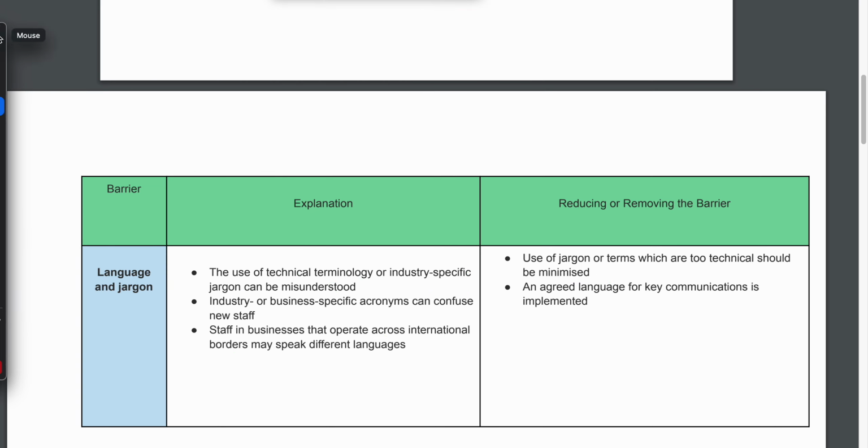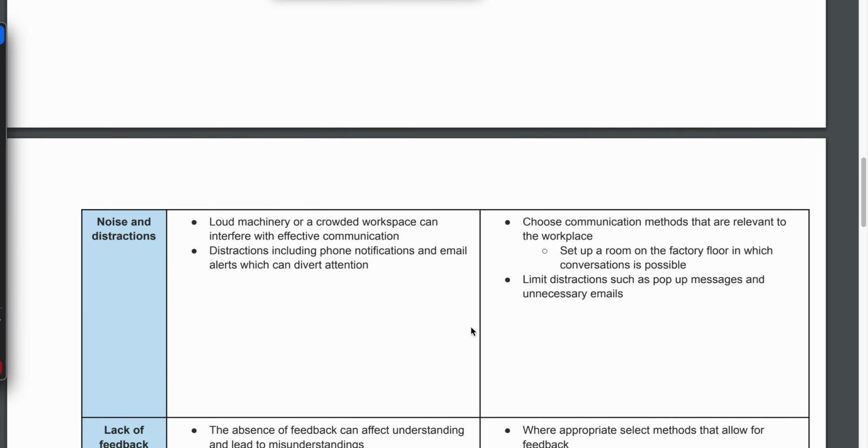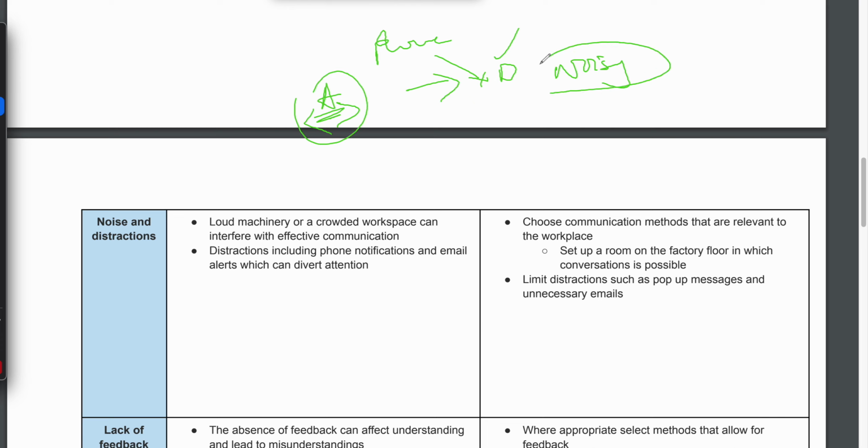Moving on now, we can talk about noise and distractions. Loud machinery or crowded places can interfere with effective communication. If A and B want to communicate, but the environment that B is in is noisy, for example over a phone call, B is not going to get the full meaning or the full message of what A is trying to send, because their environment is noisy.